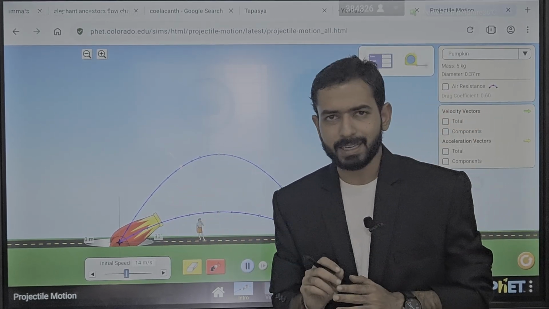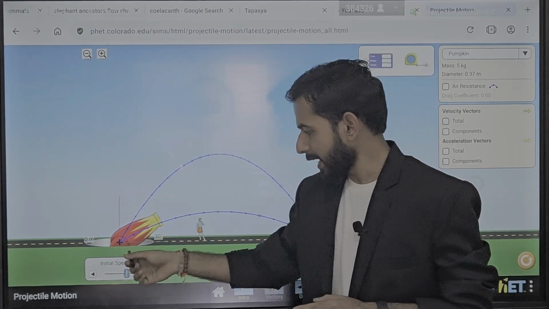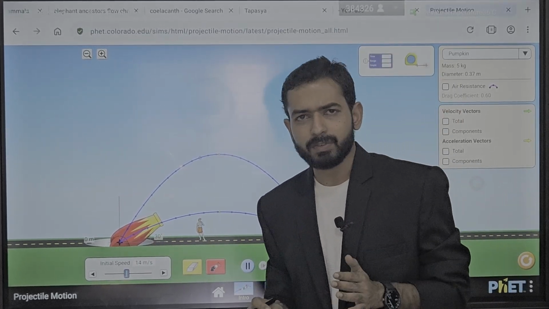Basically we break this complete motion into 1D motion, in the y direction and in the x direction, and then we analyze everything and we derive it in complete depth.